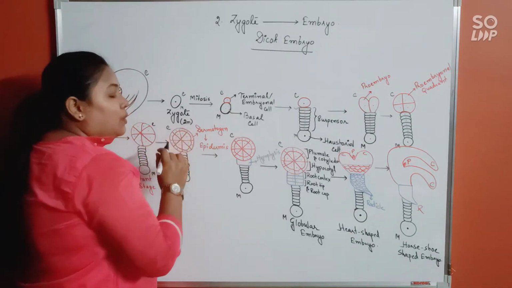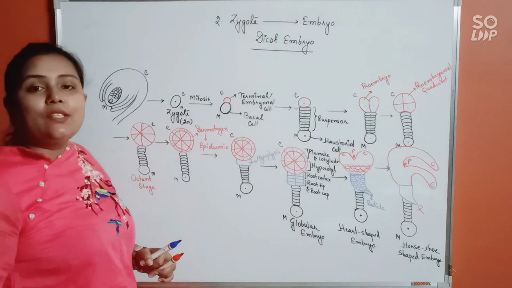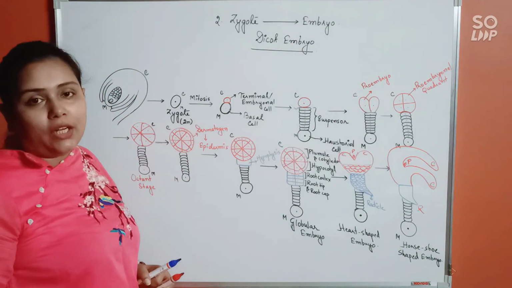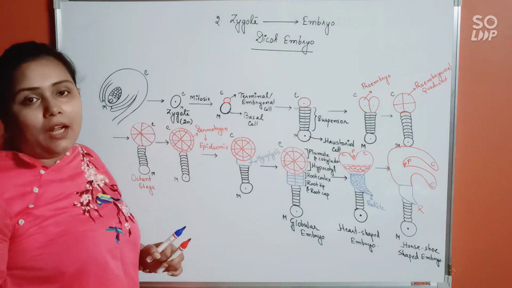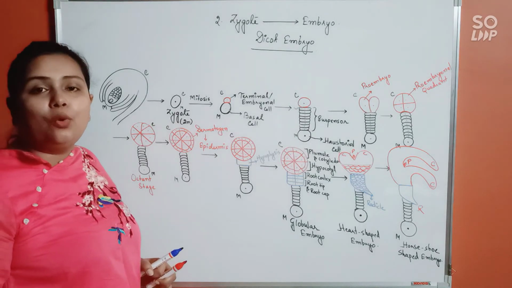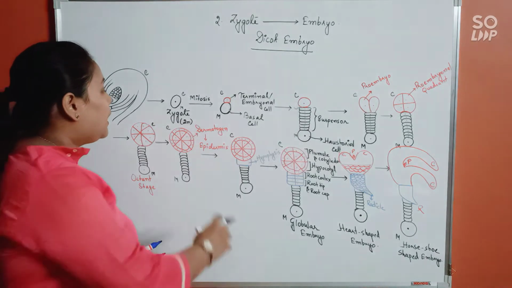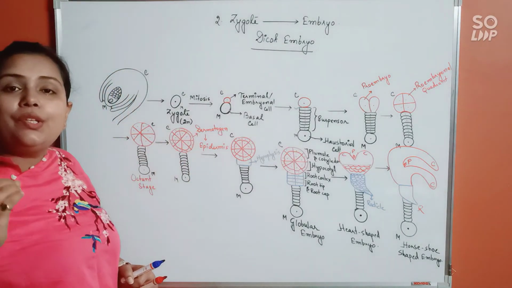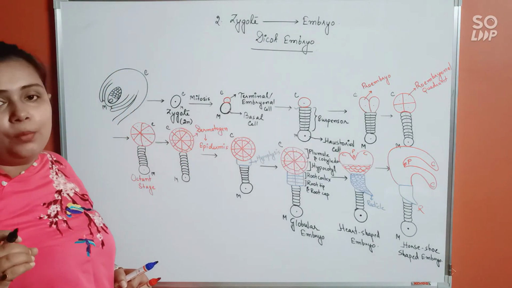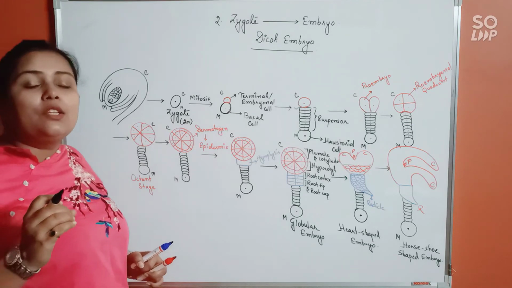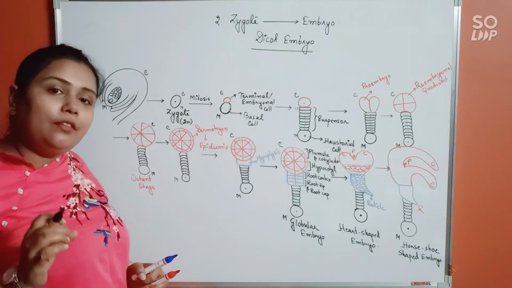The 8 cells which are formed towards outside, that is going to be called as dermatogen. And dermatogen is the part from where epidermis of the embryo arises. Means from here, the outer skin of the embryo will be formed. You know very well what is epidermis. So the outer skin of the embryo will be formed.